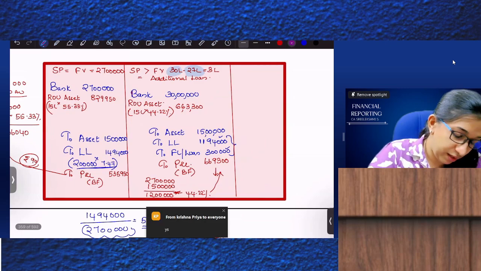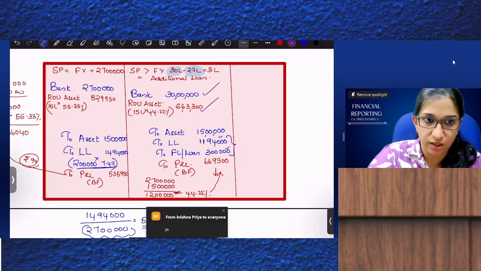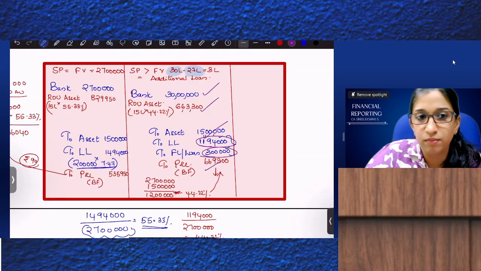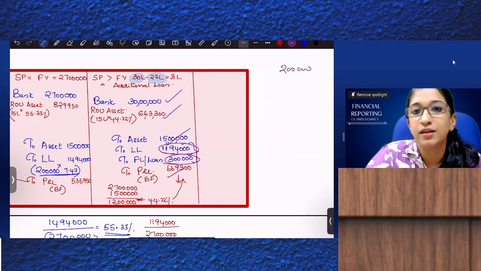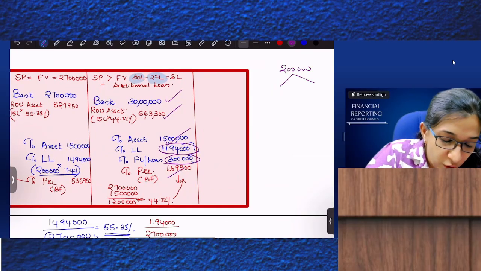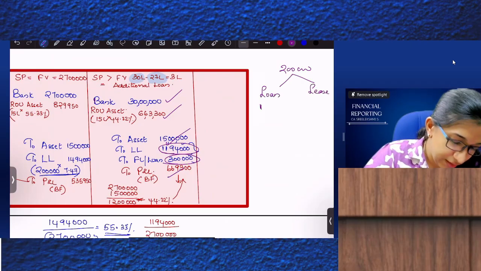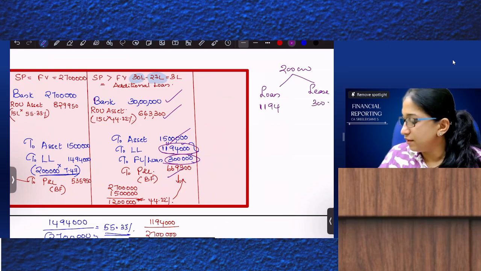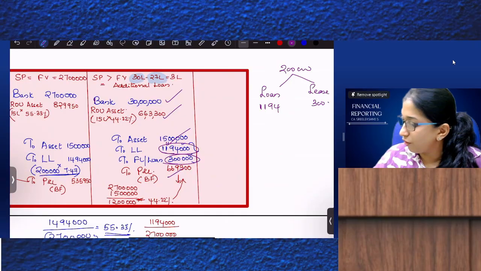So what is the further accounting, the subsequent accounting? No further accounting for bank. The ROU asset will be depreciated. The asset is gone from the books, P&L gone, profits. What about lease liability and loan? Amortization table. So 2 lakhs is the total repayment. How much towards loan repayment and how much towards lease repayment? You allocate in this ratio: 2 lakhs into 1194 divided by 1494.